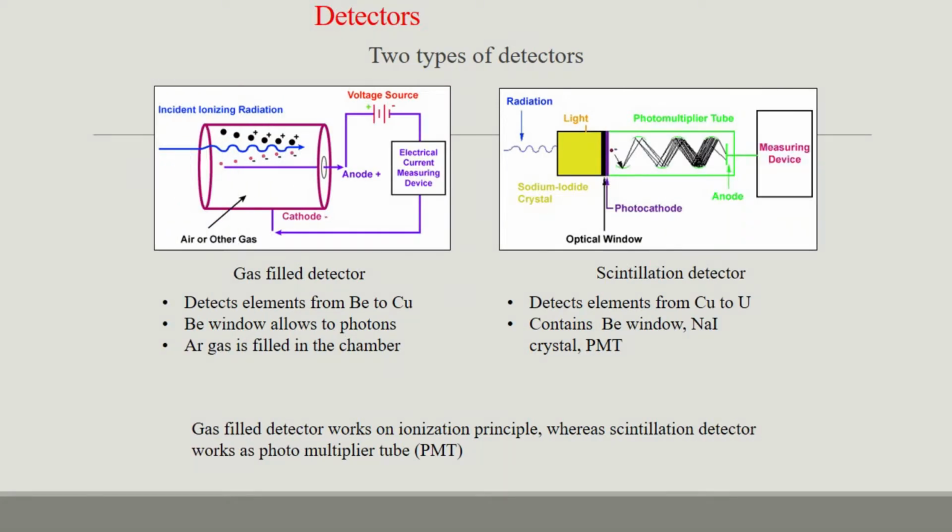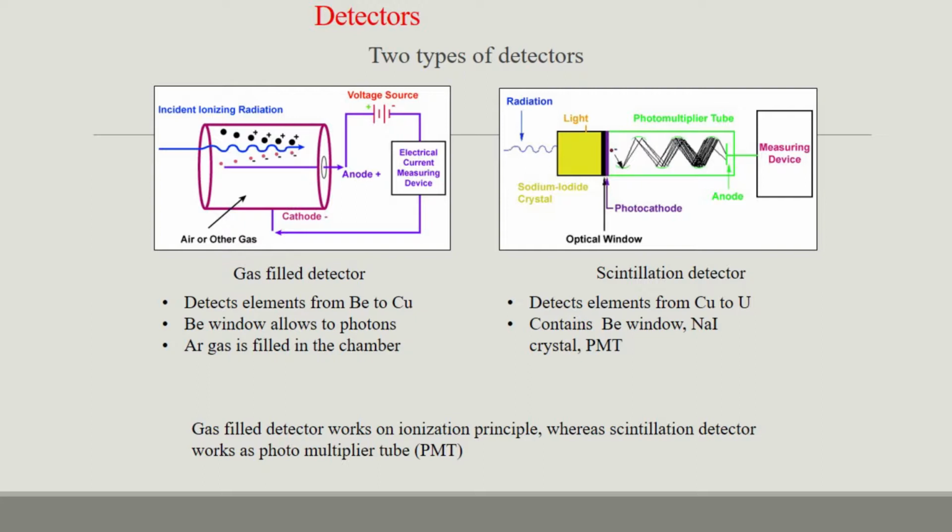Now we will discuss the detectors. In XRF, there are two types of detectors. One is the gas flow detector and the other is the scintillation detector. In the gas flow detector, the detection limit of elements is from beryllium to copper, whereas in the scintillation detector, the detection limit of elements is from copper to uranium.